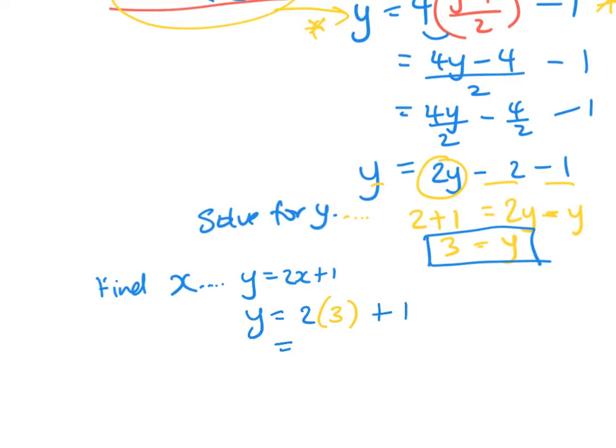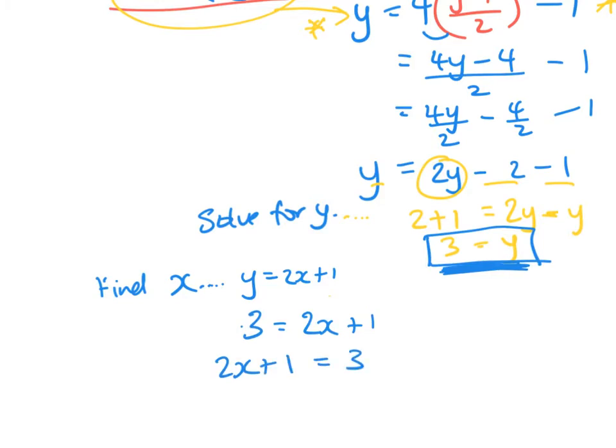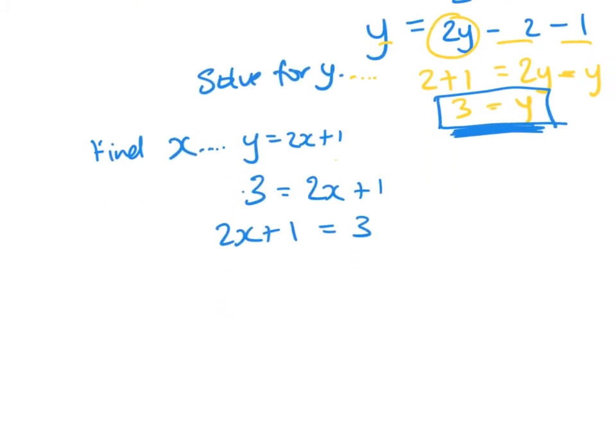Sorry, let's backtrack that, my bad. x isn't 3, y is 3. You hopefully saw that happening. So 3 is equal to 2x plus 1, and it's the x I need to find, because y was 3, not x. So I'm just going to do my little trick where I switch the left and the right sides around, legitimately just rotating my equation about the equal sign.